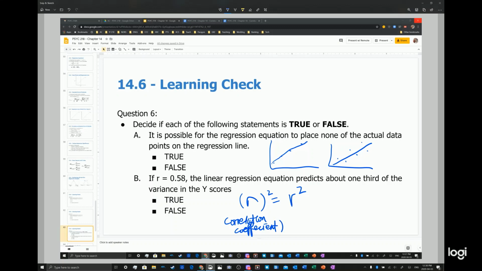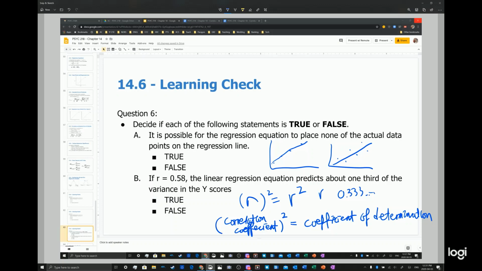remember the correlation coefficient itself is not a probability, is not a proportion or percentage, but once we square it, we get the coefficient of determination, which is what we use for predicted y, so which we need for our sum of squares regression and sum of squares residual. And when we square 0.58, you get close to 1/3. It's actually about 3.33 recurring.